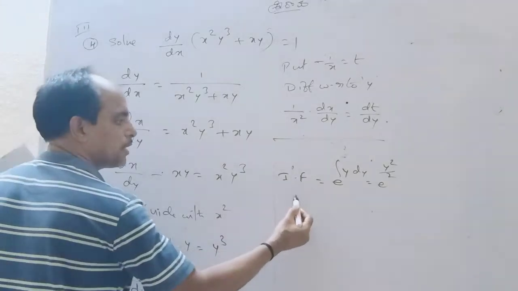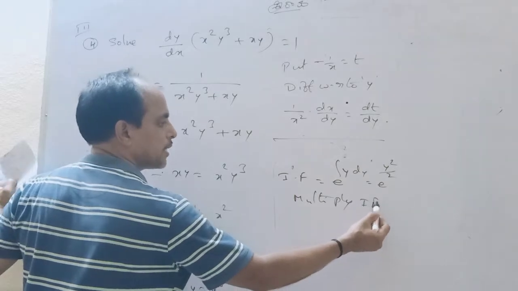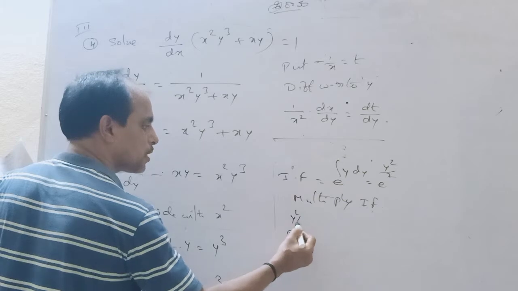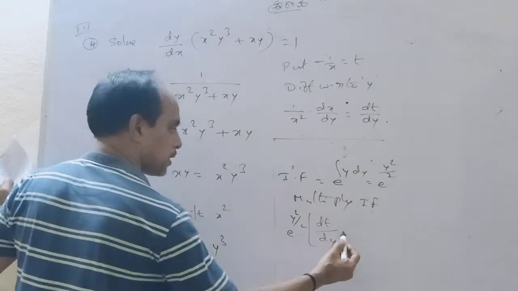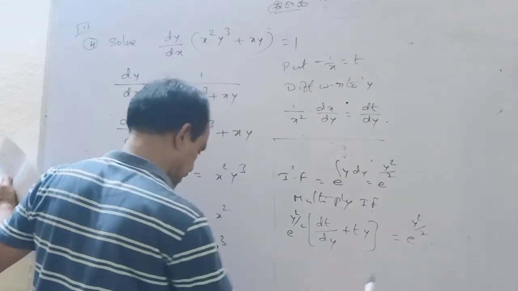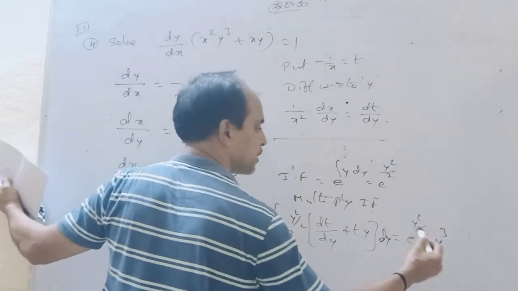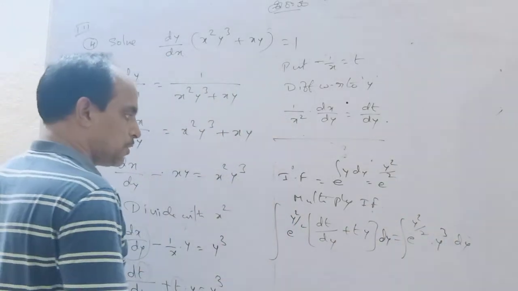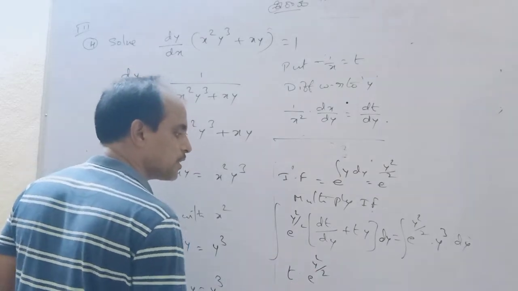Next step, multiply the given differential equation with the integrating factor on both the sides. Then e to the power of y square by 2 of dt by dy plus ty is equal to the integrating factor into the right hand side, that is y cube. Now integrate with respect to y. It is one of the important questions. You see on the left hand side we have t into e to the power of y square by 2.